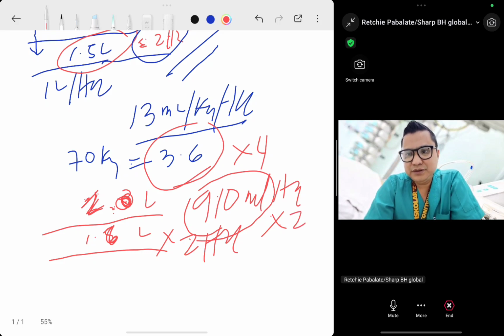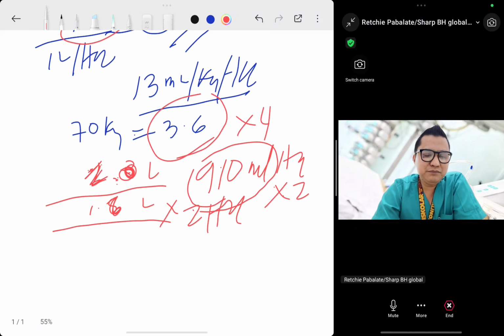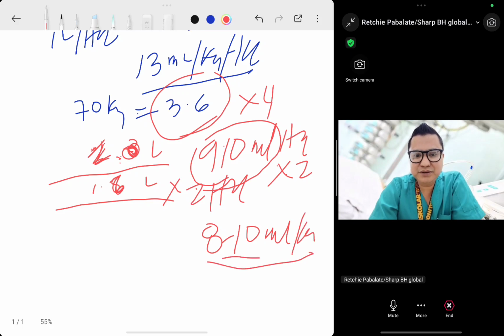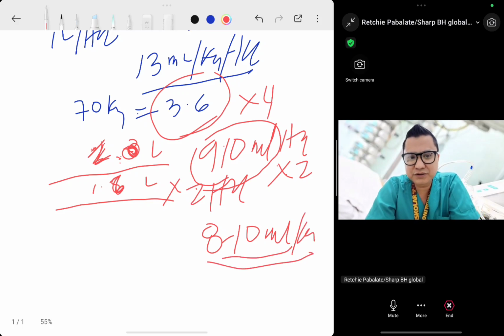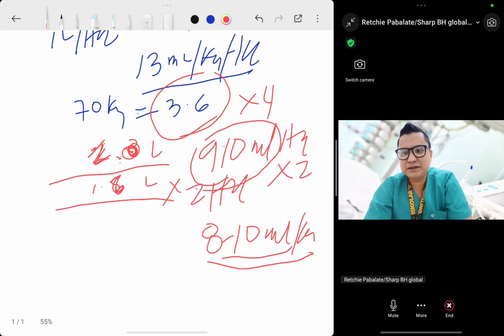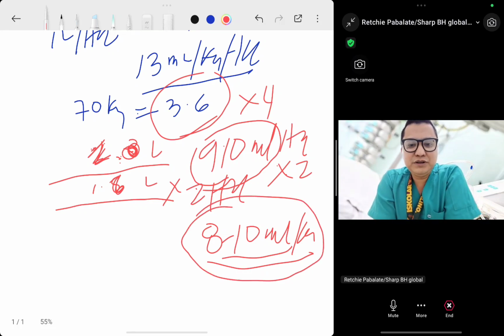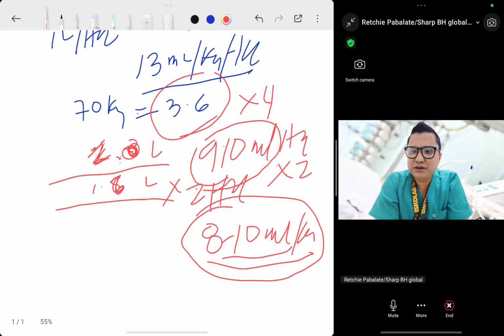And there are research studies showing that the safest rate for ultrafiltration is around 8 to 10 ml per kg per hour. So this will be the best, or at least there will be a lesser occurrence of hypotension, when adopting this max UF of 8 to 10 ml per kg per hour. Okay.